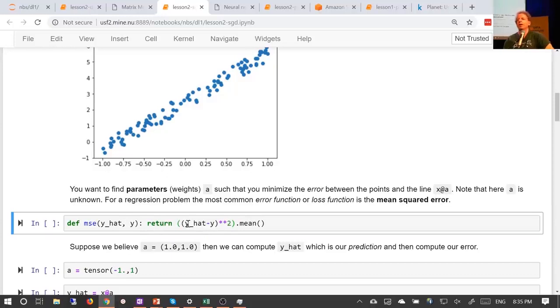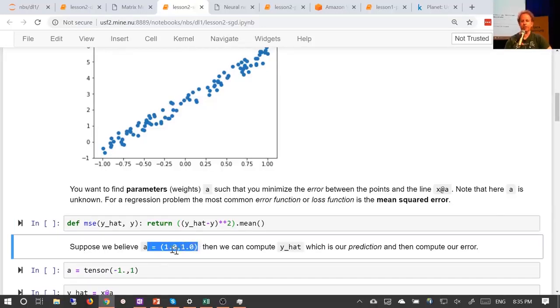So now we have to come up with what is the line that fits through here. Because remember, we don't know. We're going to pretend we don't know. So what you actually have to do is you have to guess. What are the values of A1 and A2? So let's say we guessed that A1 and A2 are both 1. So this is our tensor. A is 1, 1, right?